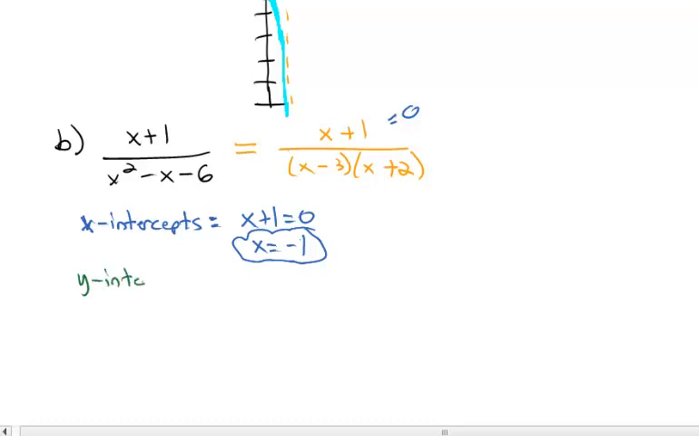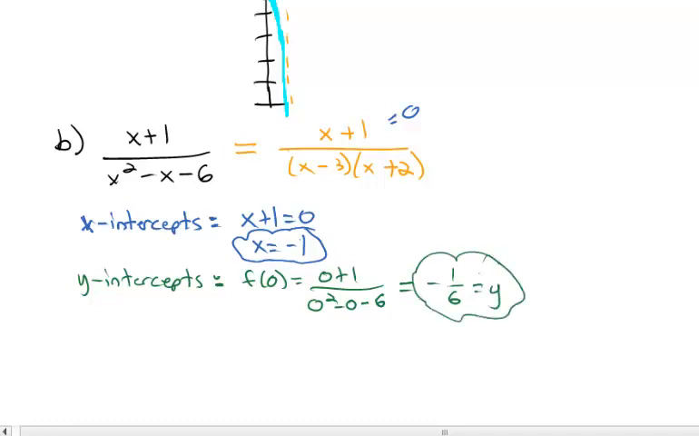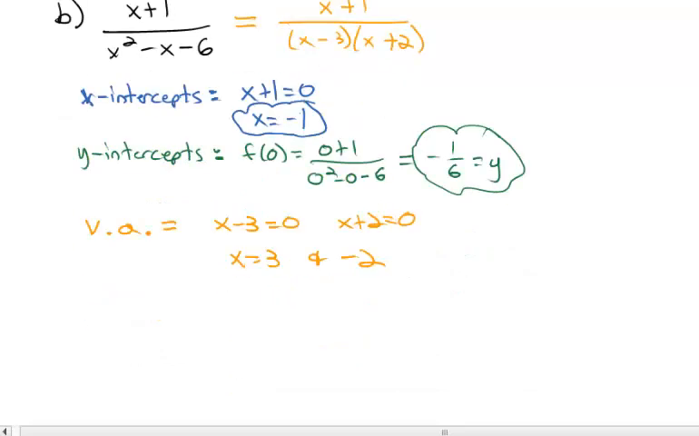The y-intercept, that's when we find f of 0, so we have 0 plus 1 over 0 squared minus 0 minus 6. That equals -1/6 for our y-intercept. Because nothing reduced out, there's no holes, but we do have vertical asymptotes. We take x minus 3 equals 0 and x plus 2 equals 0. The vertical asymptotes are at 3 and -2.